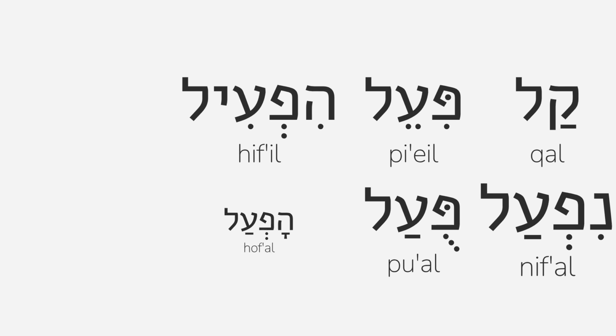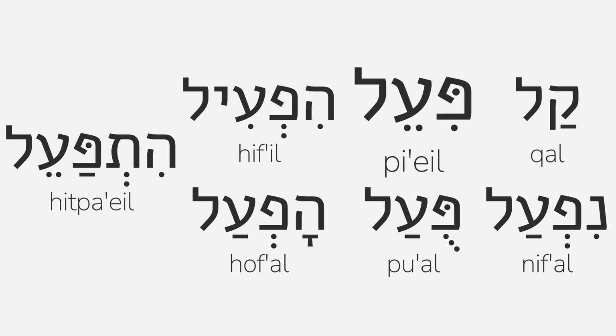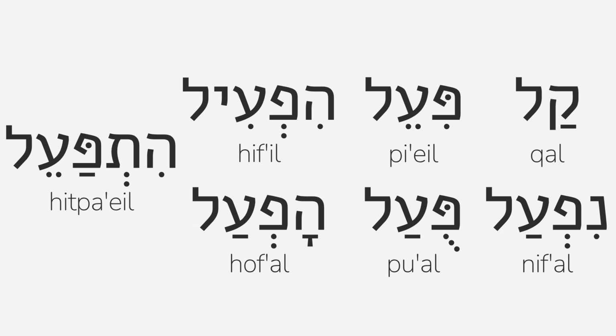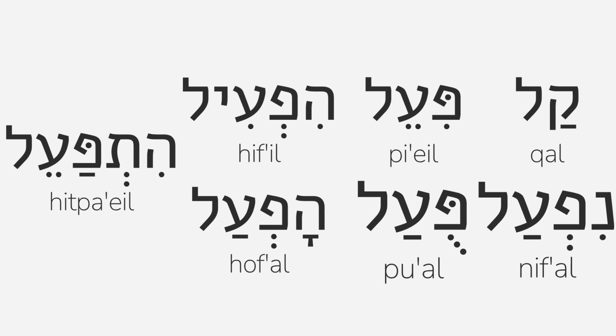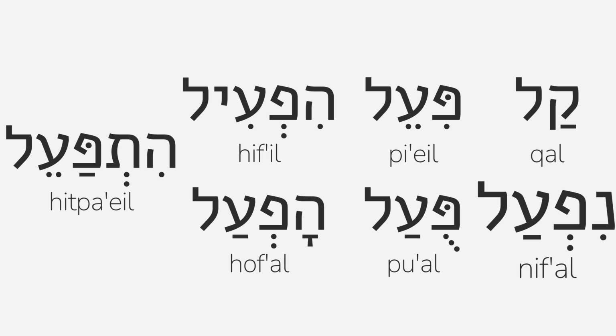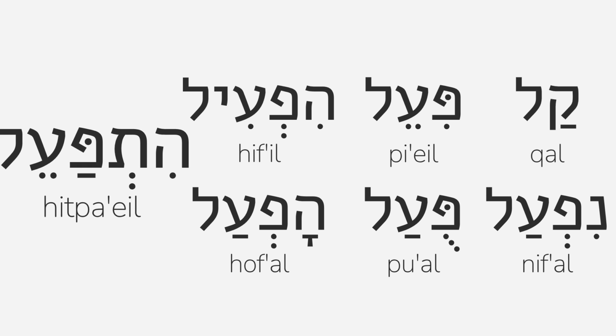So those are the main uses of the 7 binyanim of the Hebrew verb system. The kal describes basic actions, the pi'el makes those actions causative or more intense, and the hif'il makes them causative. The nif'al, pu'al, and huf'al are the passive counterparts of these, and the nif'al can also act to describe reflexive actions, as does the hitpa'el.